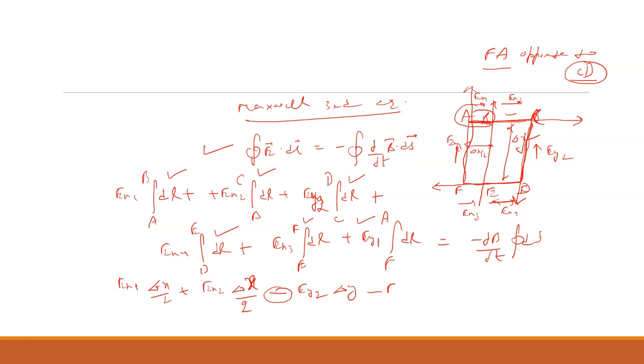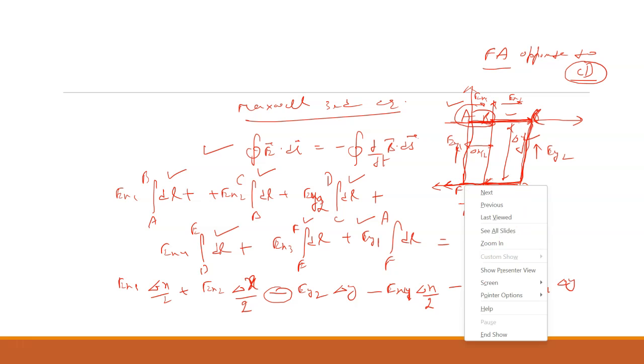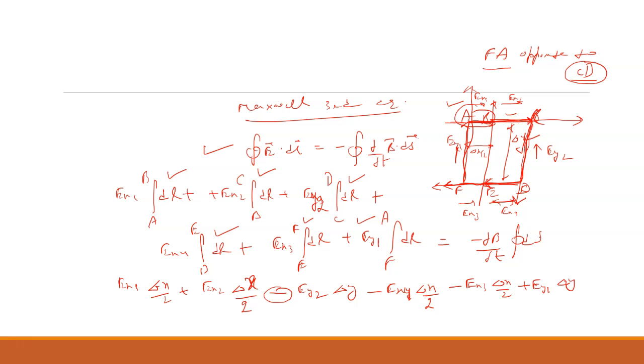Then there will be, due to this logic, minus EX4 delta X by 2, because DE is in the opposite direction to BC. If BC is positive, then DE will be negative. Similarly, minus EX3 delta X by 2, because EF is opposite to AB. If we are considering AB as the positive direction, then EF will be the negative direction. Okay. And last will be plus EY1 delta Y, because we are considering FA as positive compared to CD.